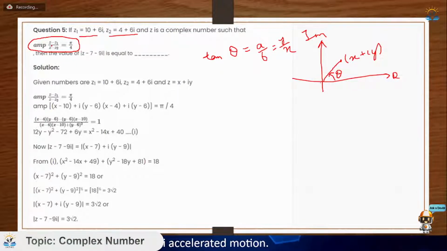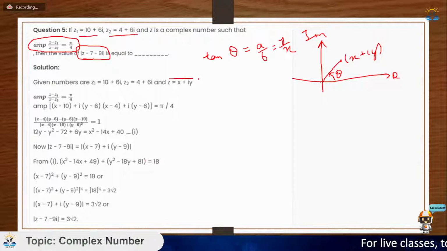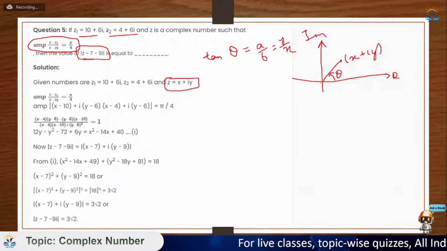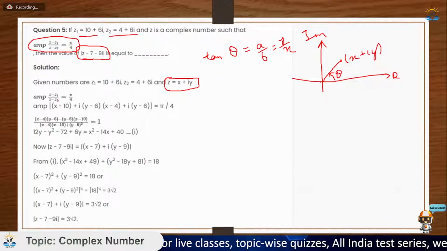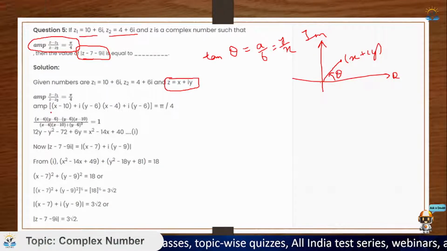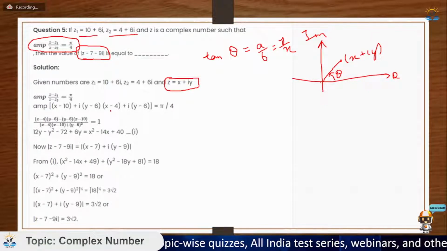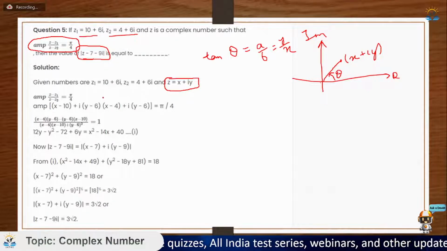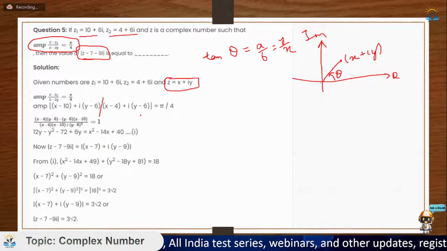So you have been given this equation that the amplitude of (z minus z1) upon (z minus z2) is equal to pi by 4. Then you have to calculate the value of this expression. So how to do it? Firstly, put z equal to x plus iota y, the general form for z. Z1 and z2 values are given to you. Z1 is equal to 10 plus 6 iota, and z2 is equal to 4 plus 6 iota. So put both the values, and you will get (x minus 10 plus iota times (y minus 6)) upon (x minus 4 plus iota times (y minus 6)). Obviously, here it would be a division sign.